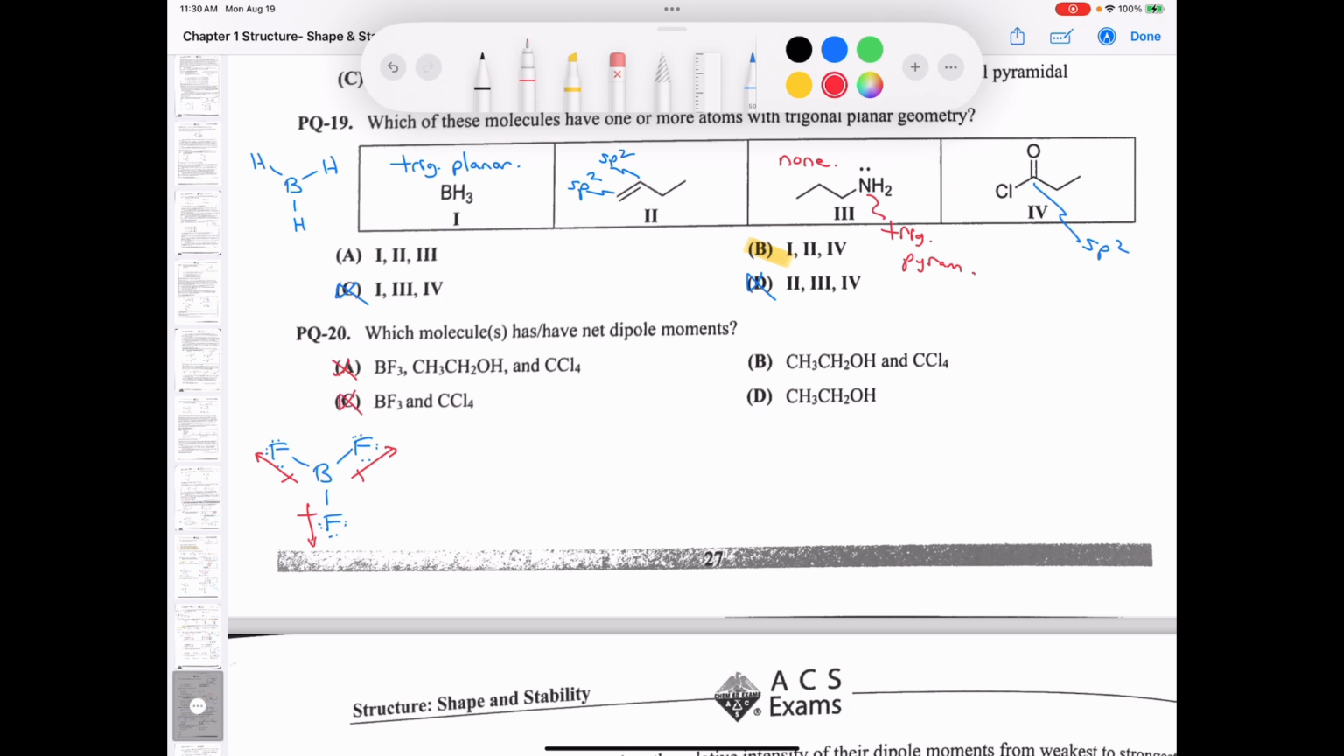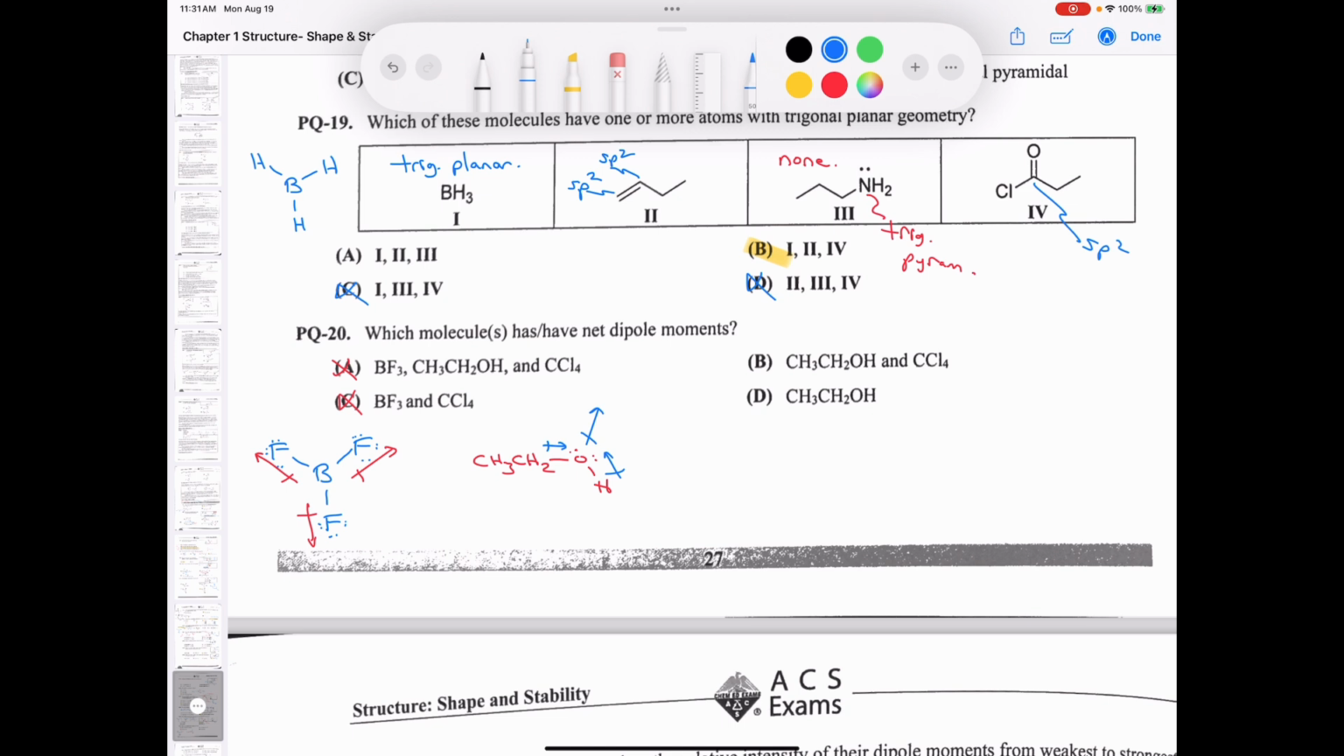Then as far as ethanol is concerned, if we draw a partially condensed structure of ethanol, you should know that the oxygen has a bent molecular geometry. And so there is a dipole associated with it like this, right? Because you tally up this dipole and you get the resultant. And so ethanol definitely has a dipole moment.